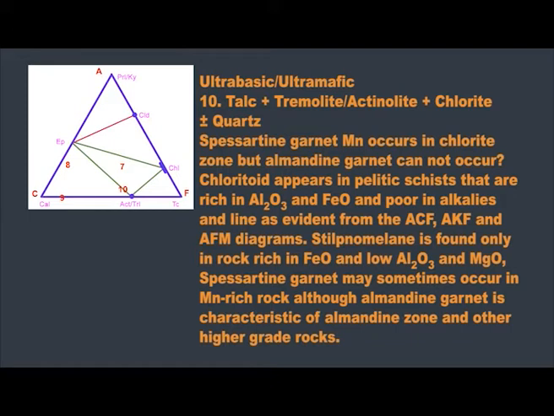Spessartine garnet (Mn) may occur in the chlorite zone, but almandine garnet cannot occur. Chloritoid appears in pelitic schist that are rich in Al2O3 and FeO and poor in alkalis, as is evident on the ACF, AKF and AFM diagrams. Stilpnomelane is found only in rock rich in FeO and low in Al2O3 and MgO. Spessartine garnet may sometimes occur in Mn rich rock, although almandine garnet is characteristic of almandine zone and other higher grade rocks.